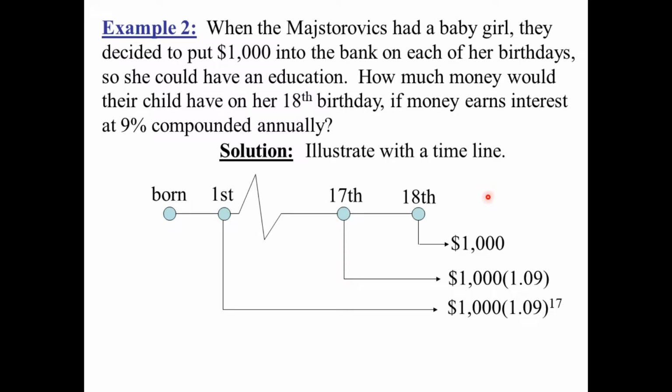And the discussion is the same. How much would she have on her 18th birthday? The discussion is the same because, well, on her 18th birthday, her parents put in $1,000, but it didn't earn any interest because it was put in on the very day. 1 year previous, on her 17th birthday, $1,000 was put in, but it's times 1 plus i to the exponent 1. And it goes all the way back to her first birthday. And this 17 here is one less than the total number of investments. And it was 18 investments. So that's why this is the number 17. It's always one less.